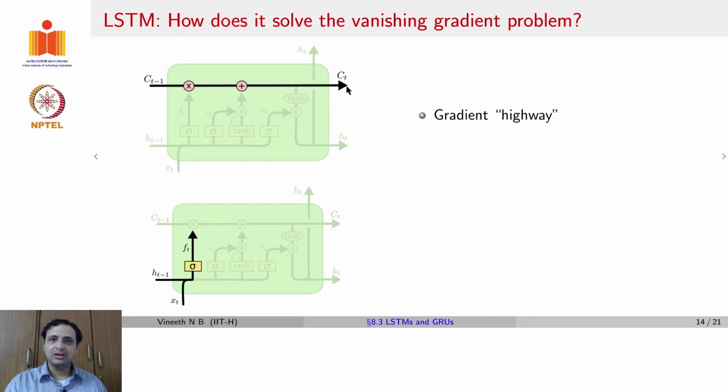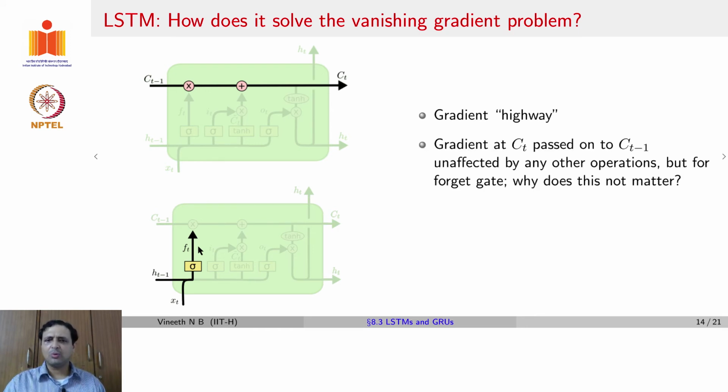So whatever gradient of the error that you receive at CT will be passed on as is to CT-1. Earlier, we had to worry about that being mitigated by the activation function across a layer, so on and so forth. Here, if you notice, between CT-1 and CT, there is no layer per se. The only thing that exists between them is the output of the forget gate, which is just a vector. It's not a layer. There are no weights. It's just a vector. Why is this not a problem?